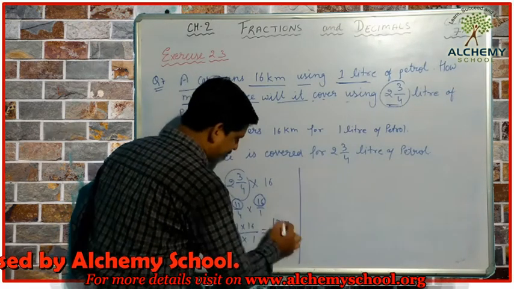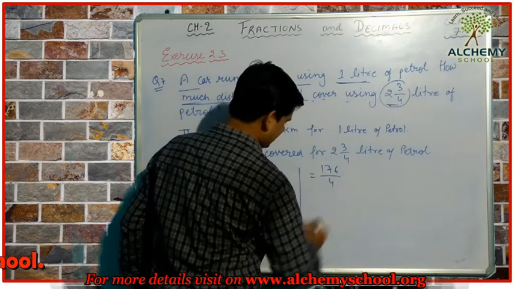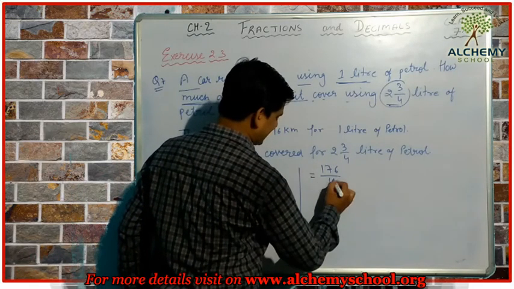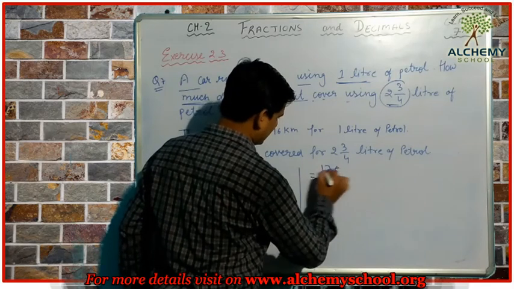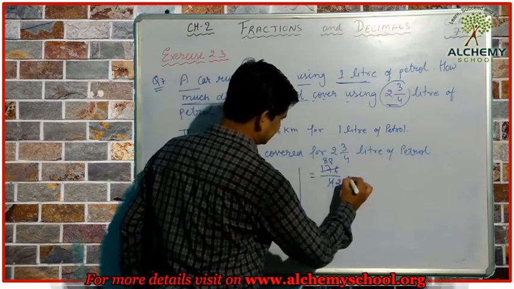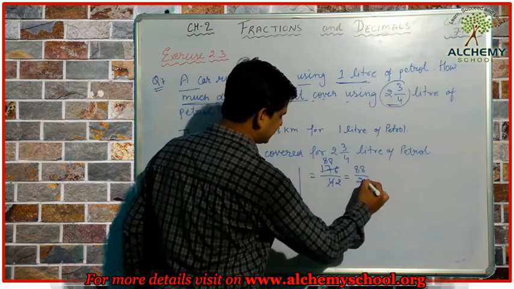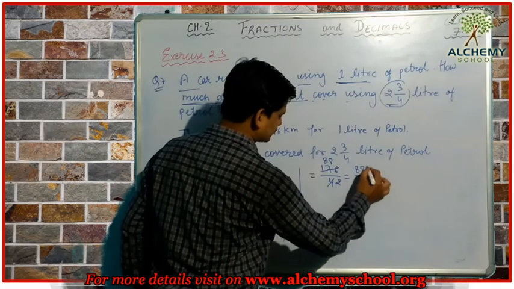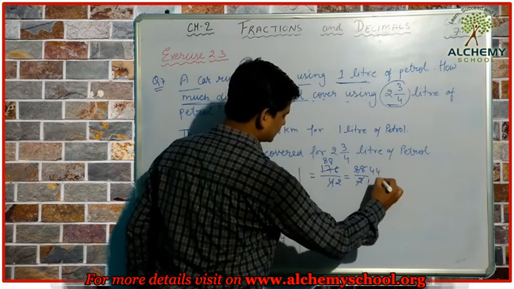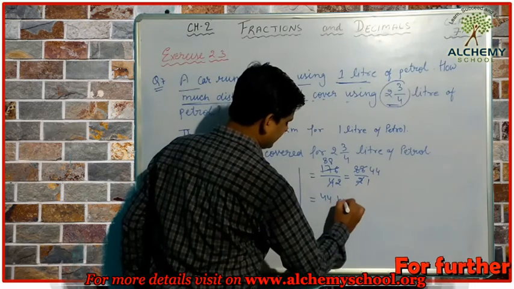So we have to write it in simplest form. We can write 176 upon 4. Both the numbers are divisible by 2. So 2 2s are 4, 2 8s are 16, and 2 8s are 16. So it is 88 upon 2. Again, both the numbers are divisible by 2. 2 1s are 2, and 2 4s are 8, 2 4s are 8. So finally, we got here 44 kilometer.